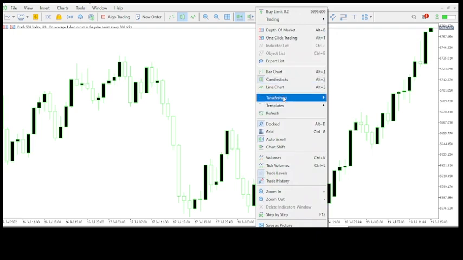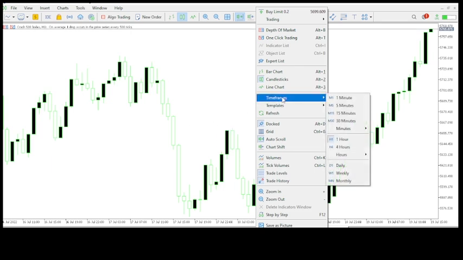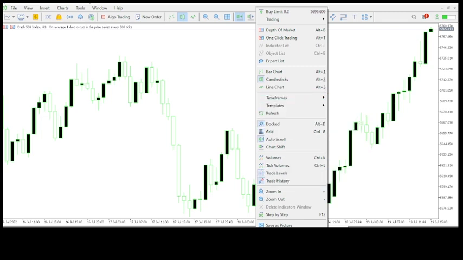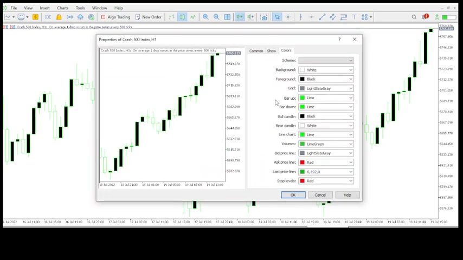I love using black and red, but for this video I'm going to use the popular green and red. So I will just go back to properties again to customize the candlestick. Here you have the bar up. The bar up is the wick of the bullish candle, the shadow, that small line you are seeing at the tip of each of the candlesticks. That is the bar up for the bullish candle.